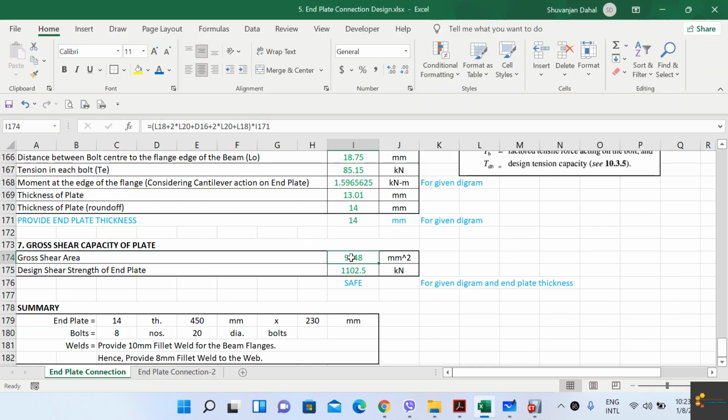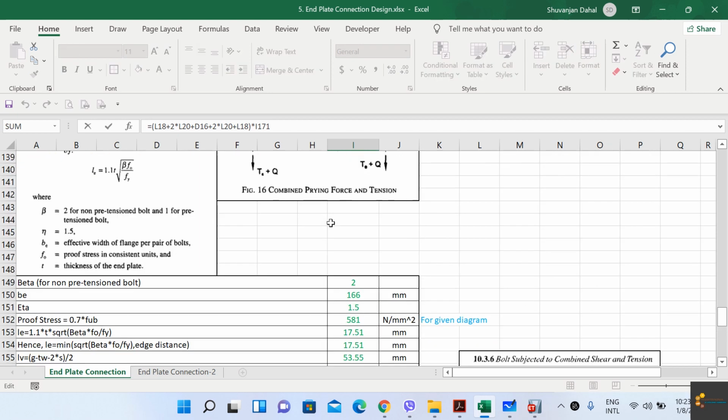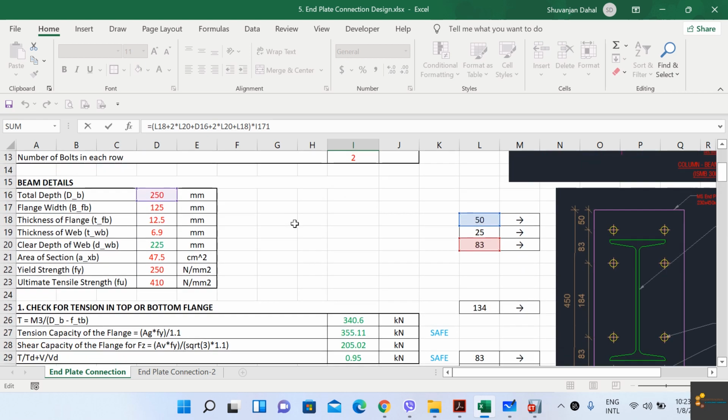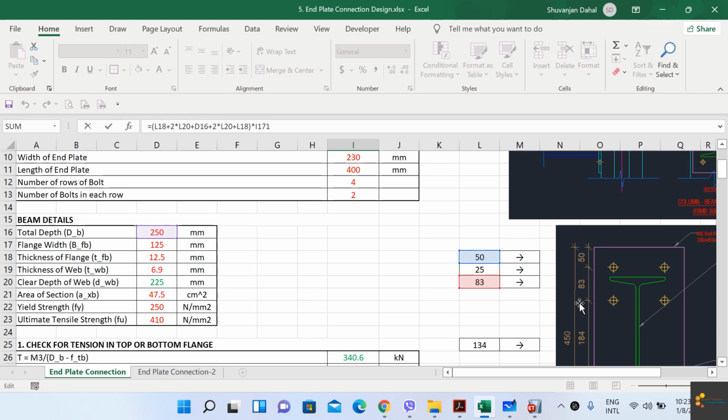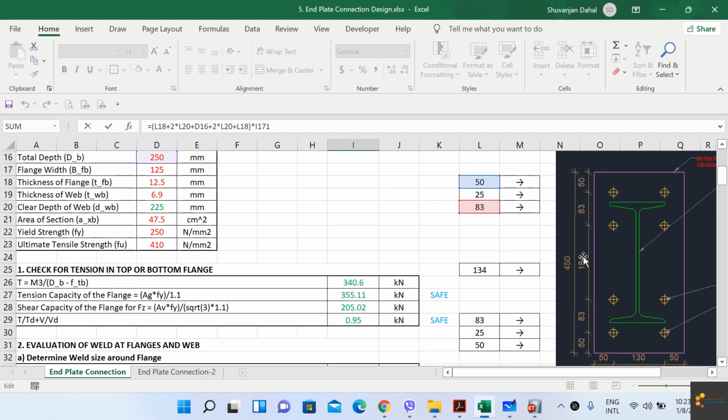Let's see here how we have calculated the gross area. So this 50 plus 2 times 83, since we have used here 2 times 83, and then plus D16, which is the total depth. And then again for the other side, plus 2 times 83 plus 50. So use this formula here. For example, L18 means this 50 plus 2 times L20, which means 2 times 83, plus D16, which is the total depth. This is for one side of your I-beam. And again for the other side, plus 2 times L20, which is 2 times 83, plus 50. This 50 is the distance between the center of this bolt to the edge of your end plate, and 83 is the distance between these two bolts here.